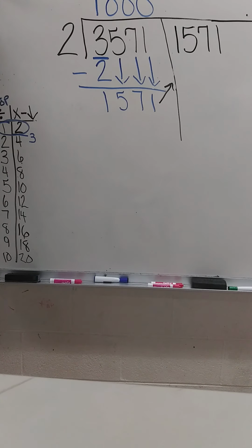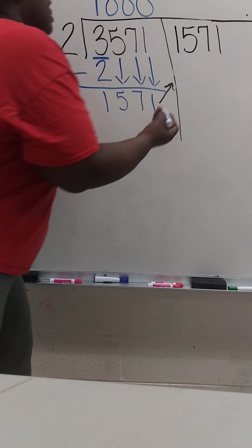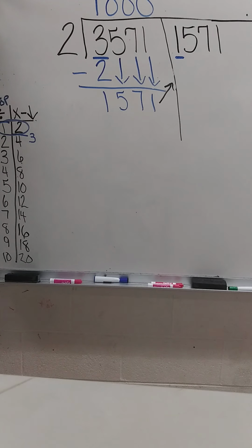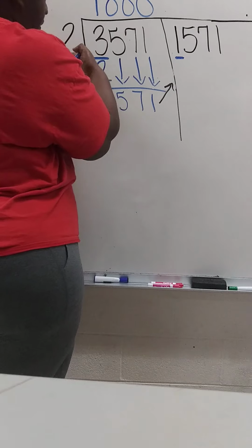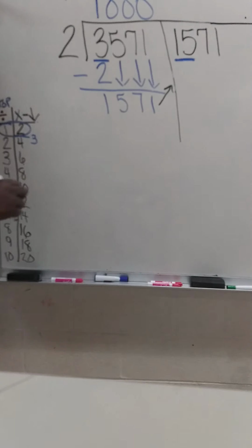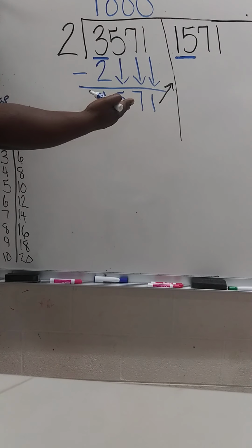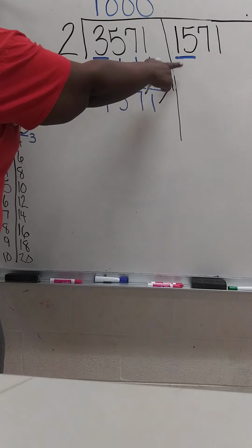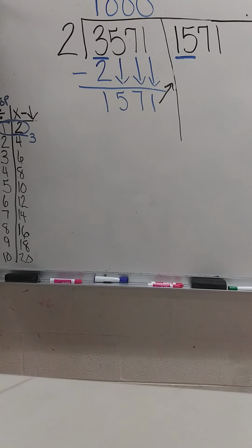What's your first step? Underline the 1. So you ask yourself, can I use that 1, yes or no? No, I cannot use that 1. Why not? Because 1 is smaller than 2. So I'm going to underline the 1 and the 5. Can I use 15, yes or no? Yes, because 15 is greater than 2. So we are looking for 15 in our T-chart.